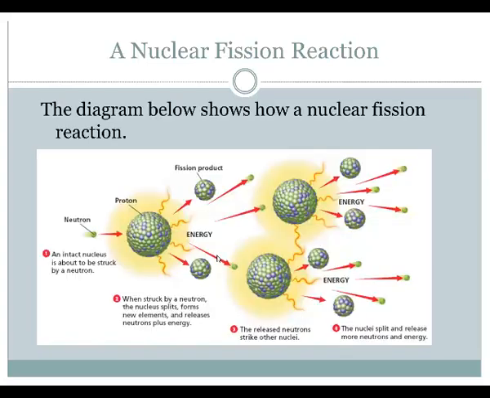This diagram shows a fission reaction. It shows a neutron being shot into a uranium-235 atom, into the nucleus of it. As it hits that nucleus, it breaks apart into two products. More neutrons are released. Those neutrons go and hit other atoms, breaking them apart, releasing more energy and more neutrons.